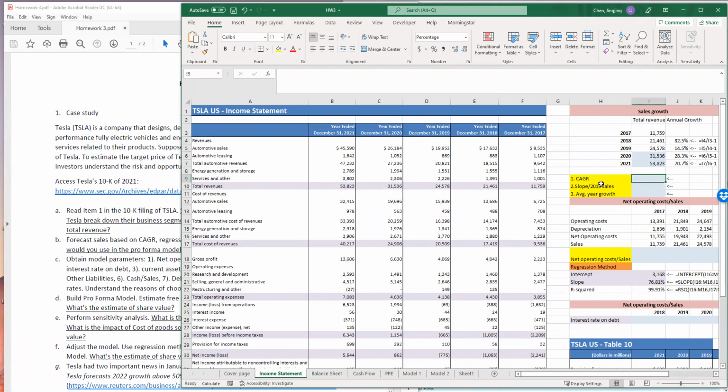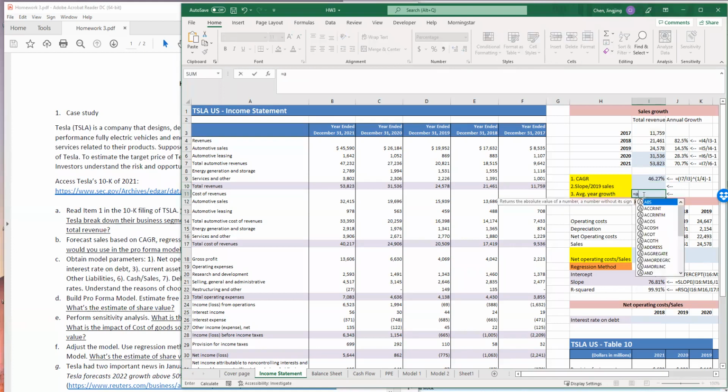So for the compounded annual growth rate here, we just need to use the formula. And the formula is equals the ending sales divided by the beginning sales, raised to the power of 1 divided by the number of years. So how many years in between? 1, 2, 3, 4, 4 years, and minus 1. And then for the average yearly growth, we can just simply take the average here, enter.